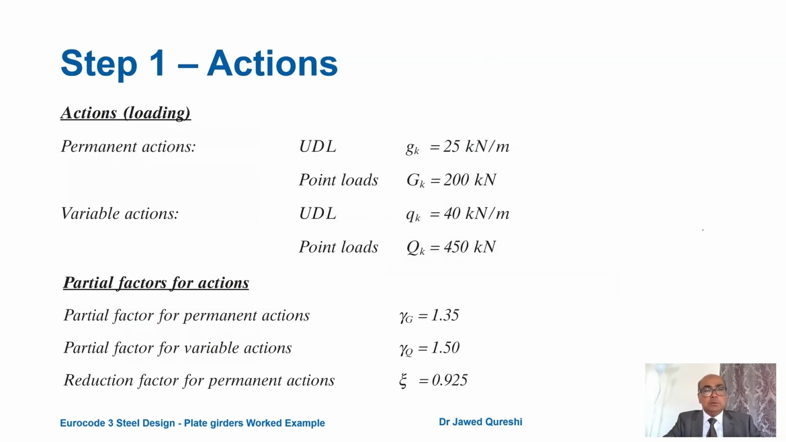Step 1 is to work out the design load. We have UDL, small gk 25 kilonewton per meter. We have point loads, capital GK 200 kilonewton, and small qk UDL 40 kilonewton per meter and point load capital QK 450 kilonewton. And these are the partial factors which I'm going to be using. Gamma G is 1.35, which is a factor for dead load or permanent actions. Gamma Q is 1.5, which is a factor for variable load or live load. And xi is 0.925, which we will use in equation 6.10b.